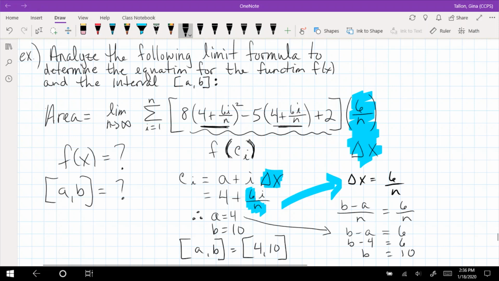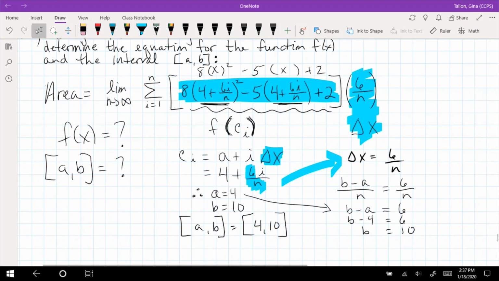I am finding the area of some function between x equals 4 and x equals 10. Now what is my function? That's a good question. The function itself should be noticeable right here. If you know you're substituting 4 plus 6i over n, you should be able to kind of mimic that function right above it. This is 8 times something squared minus 5 times something plus 2. And if I'm talking about a function of x, well then x itself has been replaced with the a plus i delta x. So you definitely know your function. Should be 8x squared minus 5x plus 2.